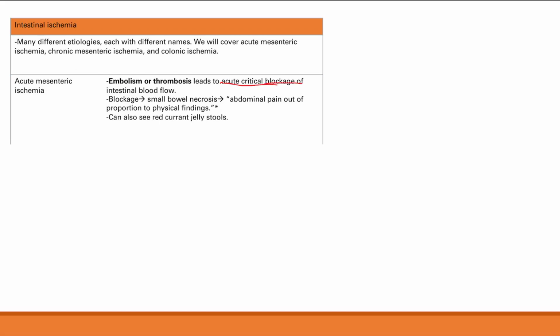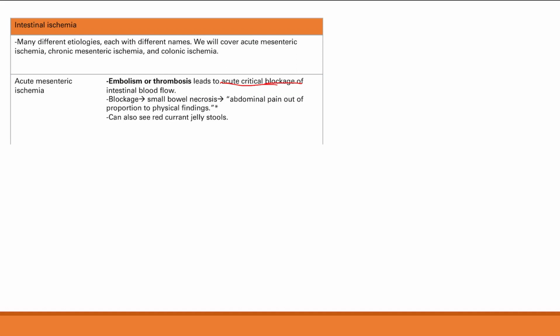And what does this sound like? What other syndromes does this sound like in other parts of the body? This is pretty much the same thing that goes on in an acute coronary syndrome. For example, NSTEMI, STEMI, unstable angina. It's the same thing that's going on. You have embolism or thrombosis leading to acute critical blockage.